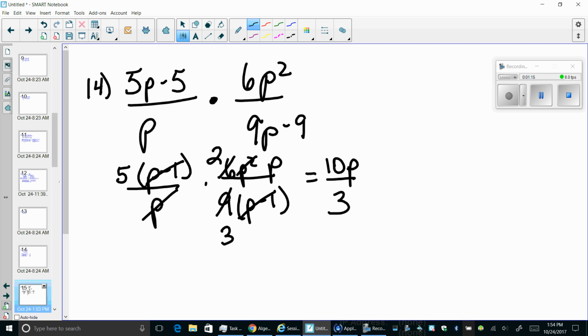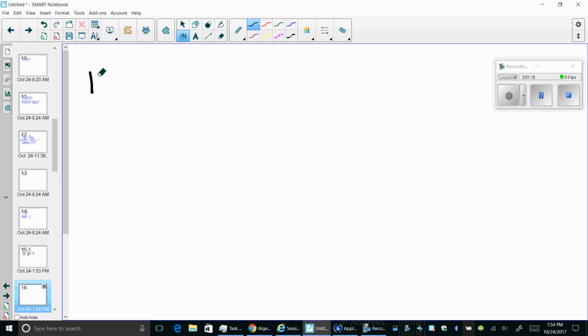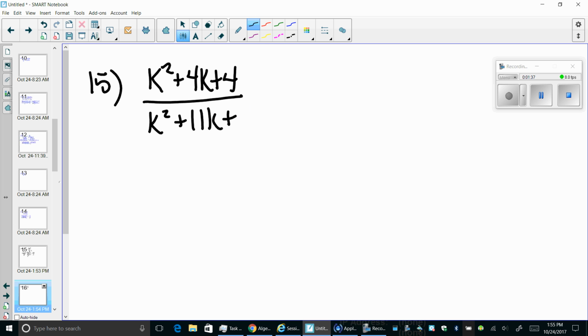All right, number 15. Number 15 is another multiplying problem. It's k squared plus 4k plus 4, so you want to factor that. And k squared plus 11k plus 18, you want to factor that. So trinomial, two numbers that multiply give you 18, add up to 11. K squared plus 9k, that has a GCF. And then k squared minus 6k minus 16.